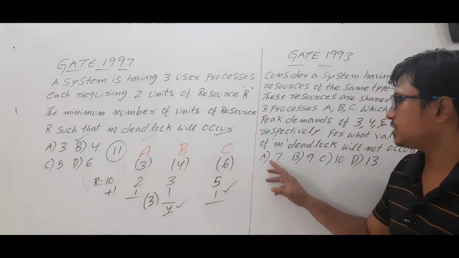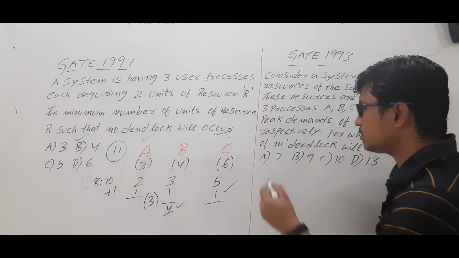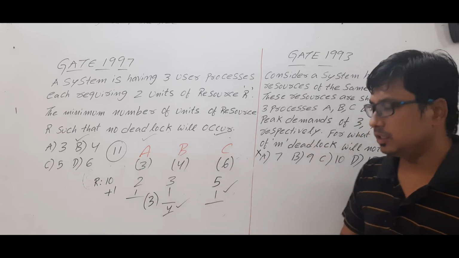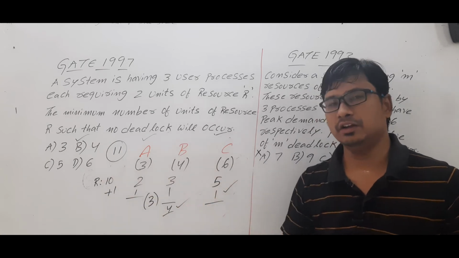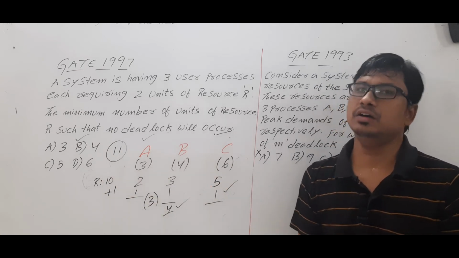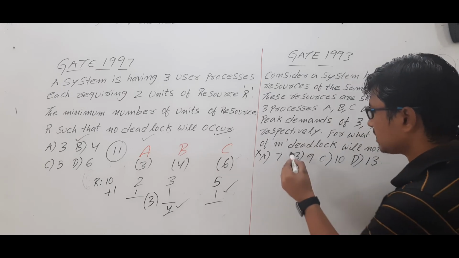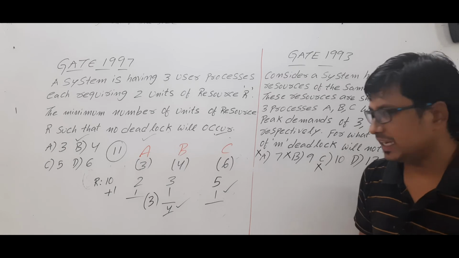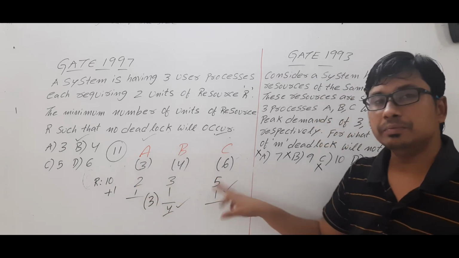So look at the options. Option A is saying 7. That is not correct, because if you have 10 instances of resource R, there is a deadlock. If you have 10 itself, there is a deadlock. Then obviously if you have 7, there will be a deadlock. Even 9 is not correct. Is it clear? Option C is saying 10. Even if you have 10 instances of resource R, there is a deadlock. This is the scenario. Am I right?